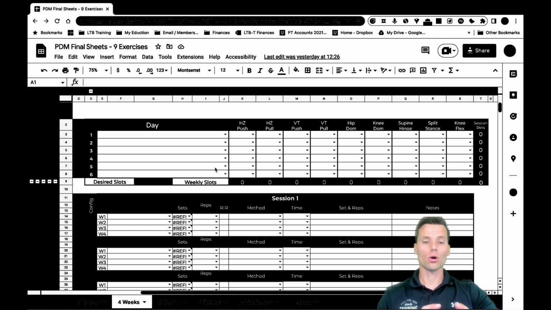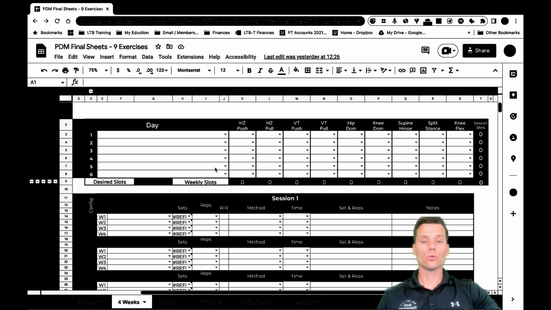So that we can keep complementary pairs, upper, lower, push, pull, hinge with a press, squat with a pull, supine hinge with a pull, something along those lines. And we're going to do that by, first of all, placing the priority exercises, and that can either be due to your decision in terms of what the goal of the block is, or it can be the client's priority that's going to go in there first.